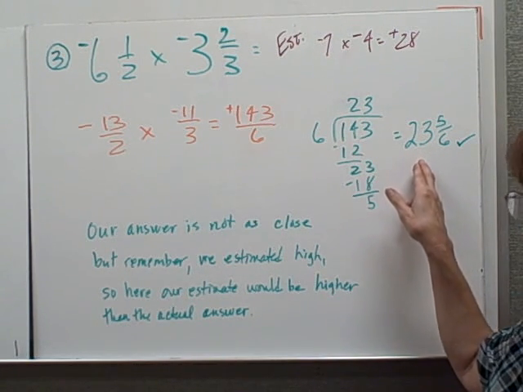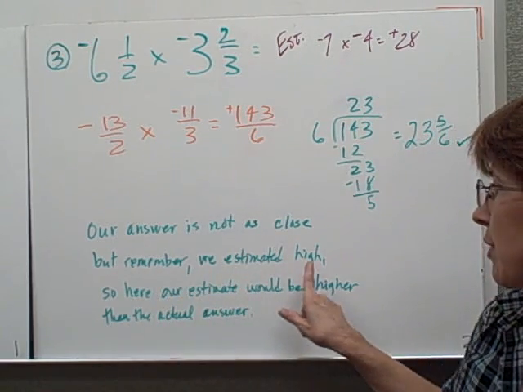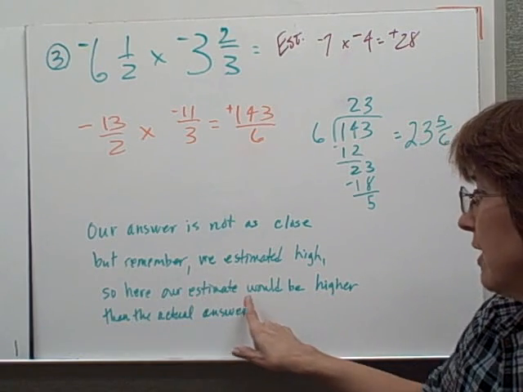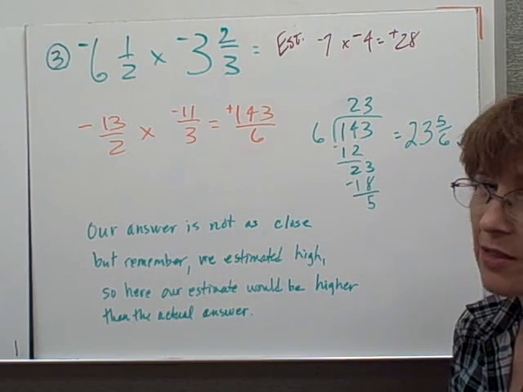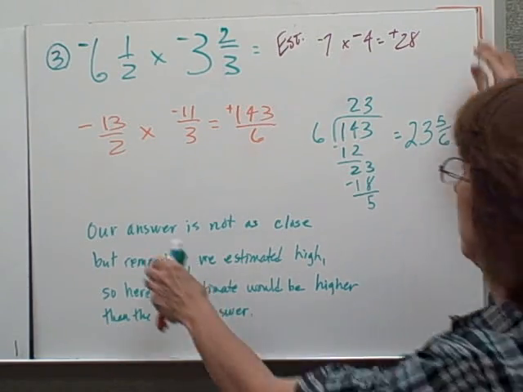Now that was a little bit lower than my estimate, but I remember that my answer is not as close because we estimated high. So here our estimate would be higher than the actual answer, and that's okay, as long as you remember I went pretty high, so my answer is going to be a little bit lower than that. Okay.